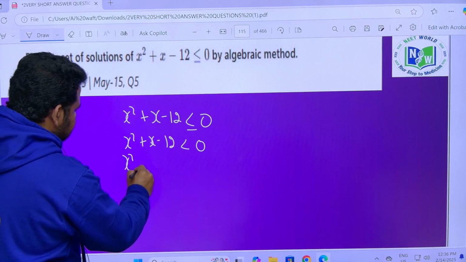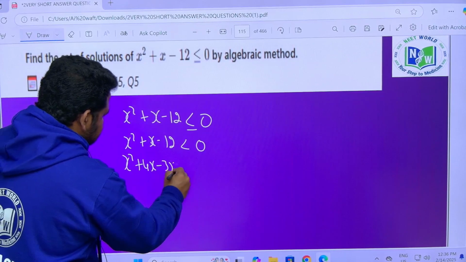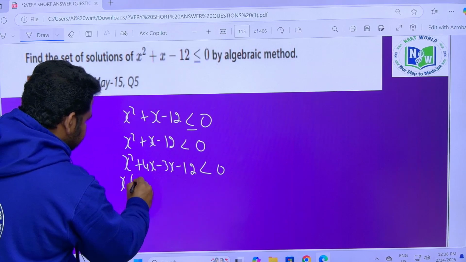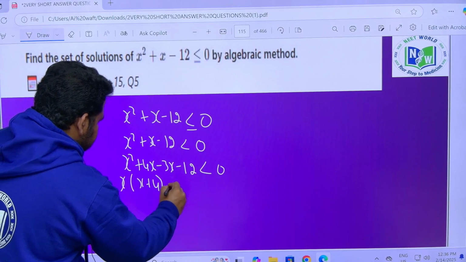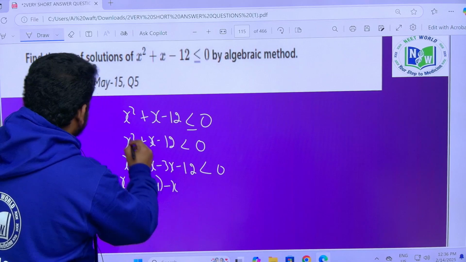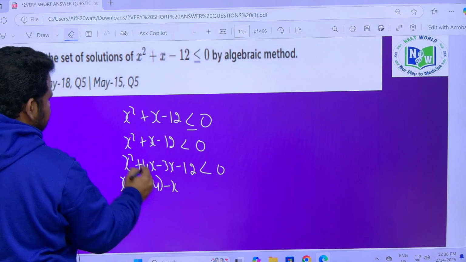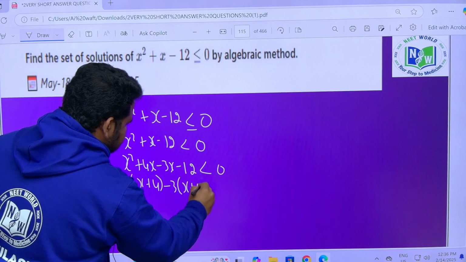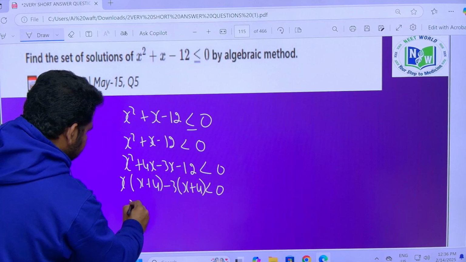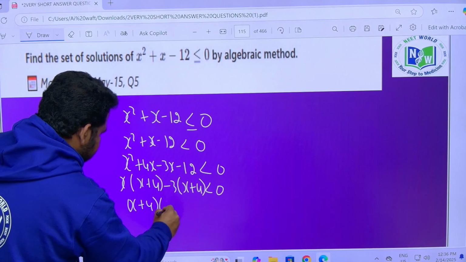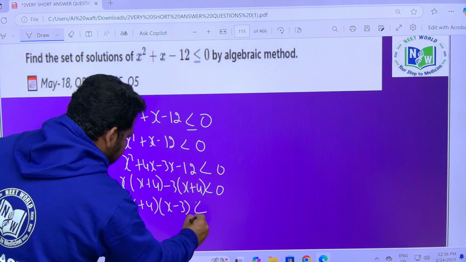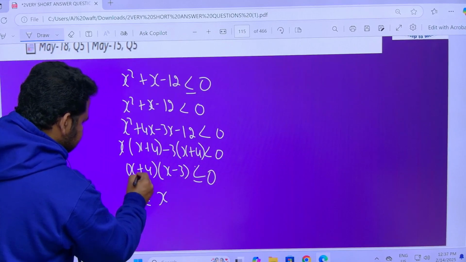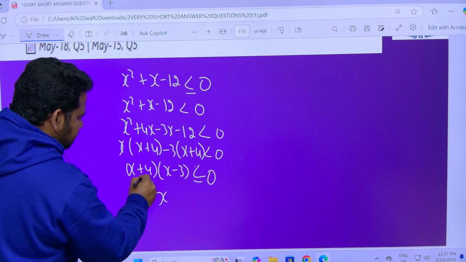So I'll take it as x square plus 4x minus 3x minus 12 is less than 0. So I can write this as x into x plus 4, minus 3 into x plus 4, is less than 0. Here I should take minus 3. So this will become x plus 4 into x minus 3 is less than or equal to 0. Now x will be equal to minus 4, and here x will be equal to plus 3.